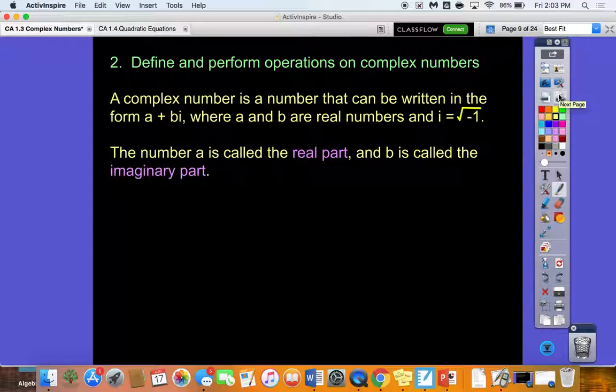Okay, but it is structured a plus bi, and you're always going to put the real part first, and the imaginary part is second. Sometimes they call it the complex part, but the whole thing is complex. What makes it complex is the addition of the imaginary part.